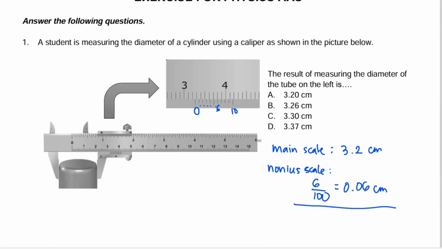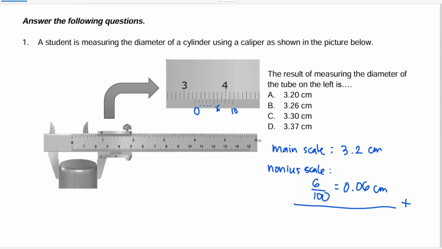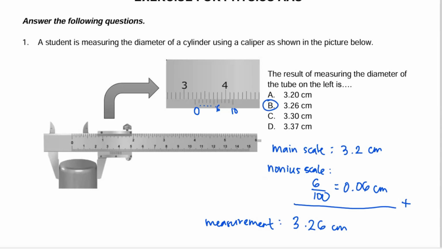To get the reading, we need to total all of them. So the total measurement result is 3.26 centimeter. So the answer is B. That was question number 1.